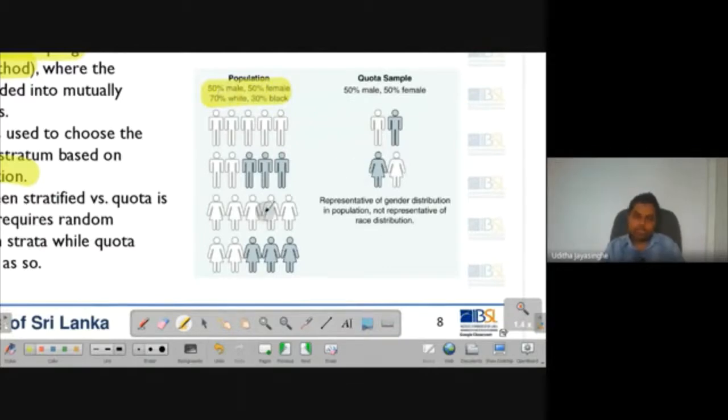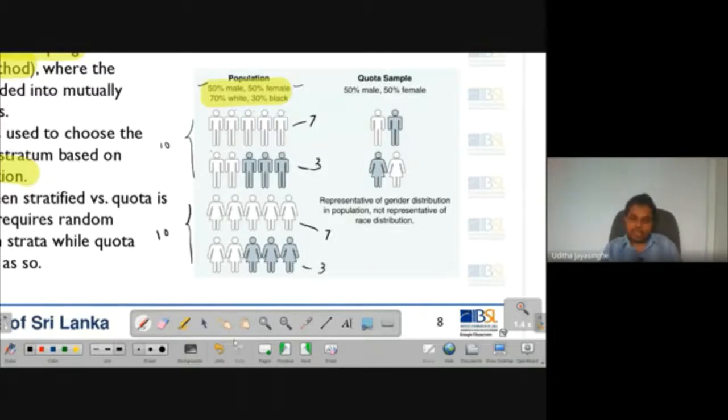Now, what the diagram is going to tell you is that there are 10 items here. So that's 1, 2, 3, 4, 5, 6, 7, 8, 9, 10. Correct. If it is 10, that means there has to be 10 on this side also. It's 50 and 50. And out of this, 70% are white. That means 7 white and 3 black. For the ladies also, 7 white and 3 black.